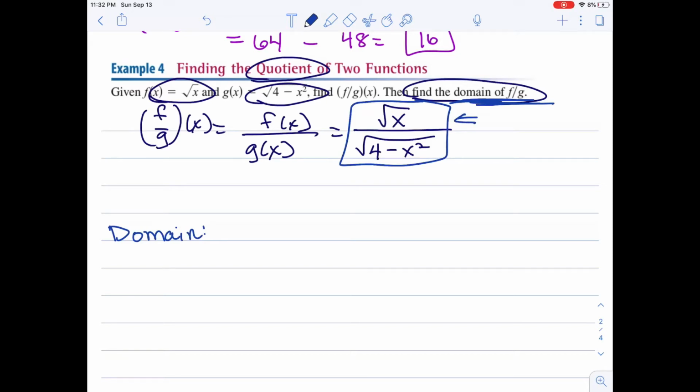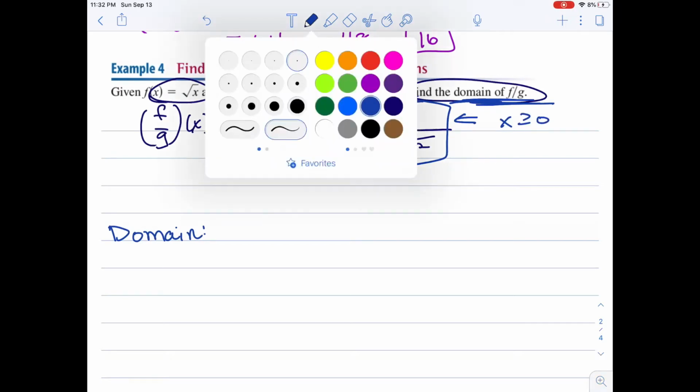We know at the top here that because it's a square root of x, the square root of x can only be greater than or equal to 0. It can't be a negative. So for this top piece, we know that x has to be greater than or equal to 0.